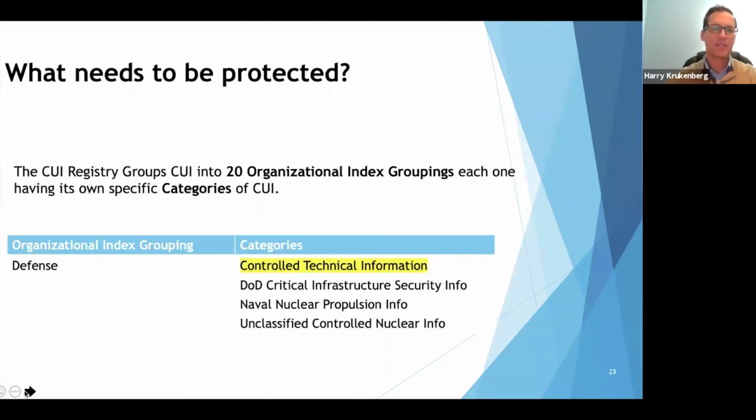So what needs to be protected? When we're talking about CUI, the CUI registry groups information into 20 organizational index groupings, and then each of those has its own specific categories of CUI. One of those organizational index groupings is defense. And then within that, one of the categories is controlled technical information. Now, for most government contracts, when we talk about CUI, we're talking about controlled technical information. Next slide.